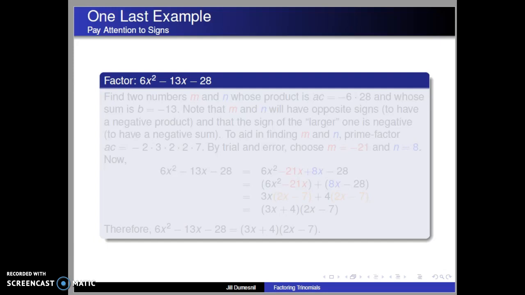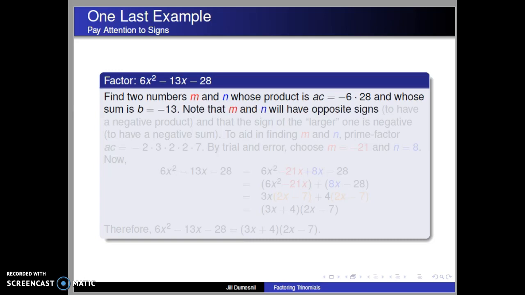Now let's factor 6x² minus 13x minus 28. Note here that a is 6, b is negative 13, and c is negative 28. So we need to find two numbers, m and n, whose product is negative 6 times 28, and whose sum is negative 13. Note that m and n will have opposite signs to have a negative product, and that the larger one will be negative to have a negative sum.